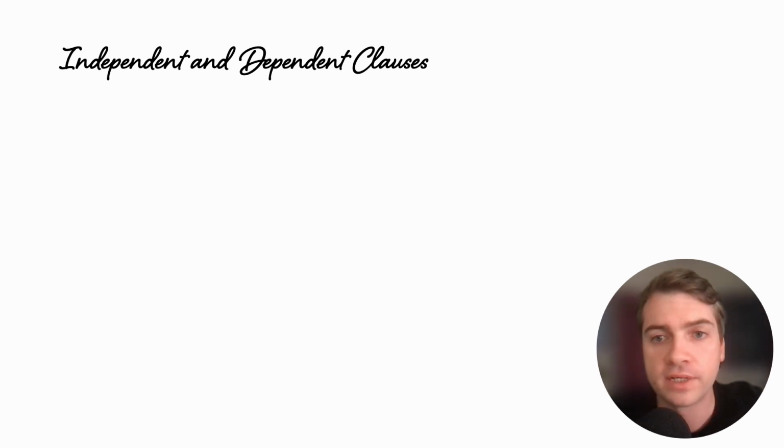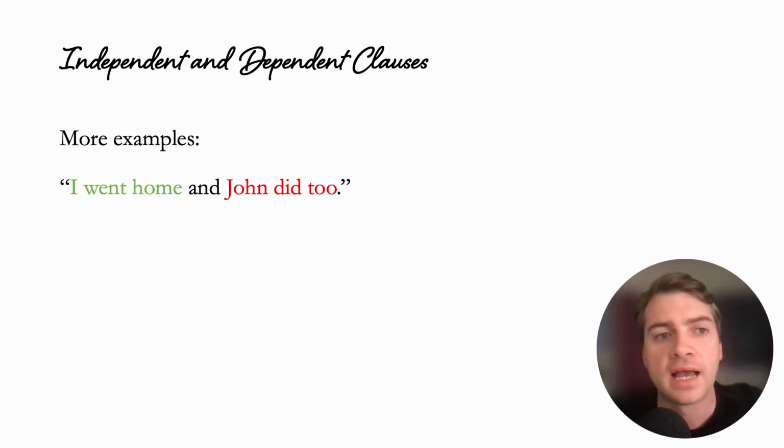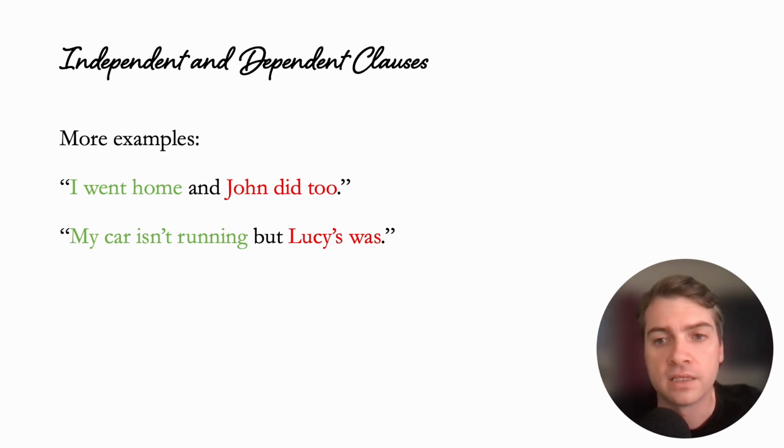So just a couple more examples of this. We have, I went home and John did too. Okay, if we had John did too by itself, it wouldn't make sense. We'd say John did what too, okay? And the same goes for the next one. My car isn't running, but Lucy's was, okay? So if we just had but Lucy's was, we'd say Lucy's was what, all right?